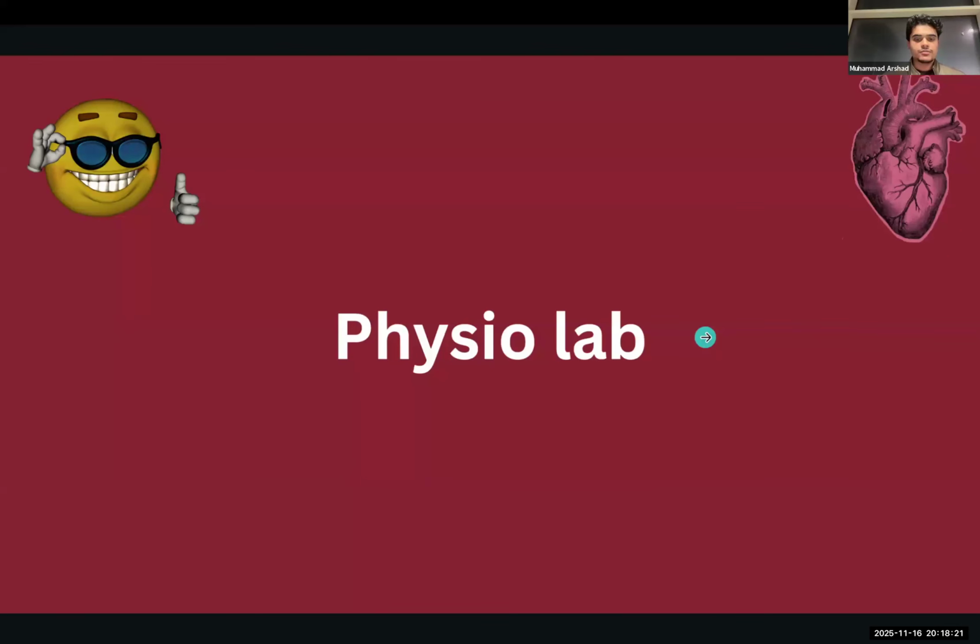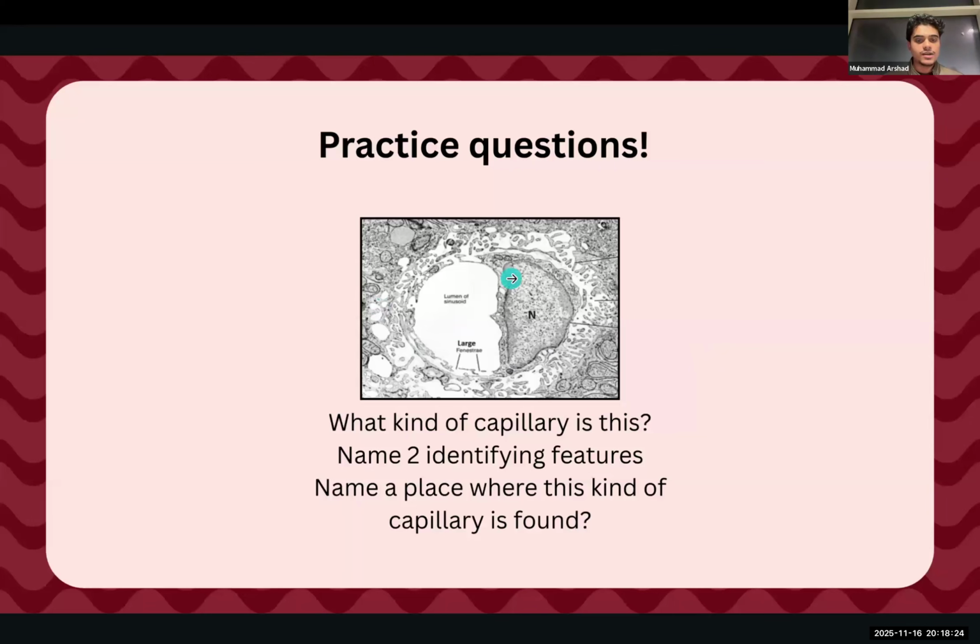Okay, I think this is our last practice question. Could somebody please tell us what kind of capillary this is? Name two identifying features that help you identify this kind of capillary, and name a place where this kind of capillary is found. Okay, can I go? Go ahead. So this is the sinusoid capillary. Perfect.